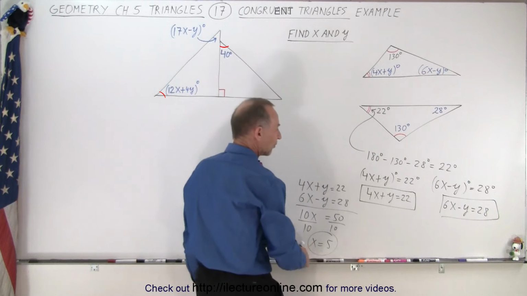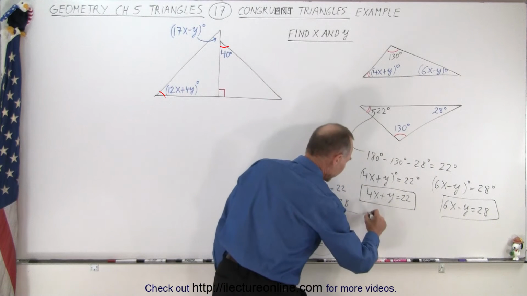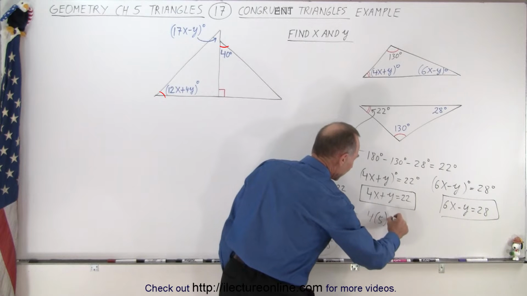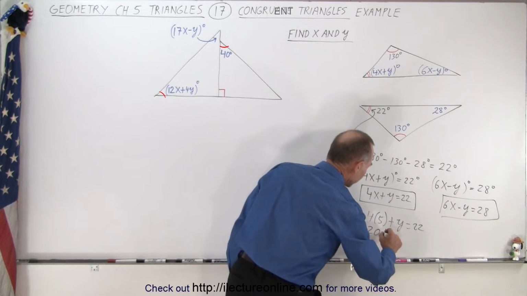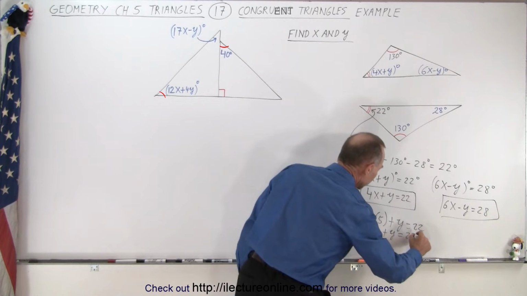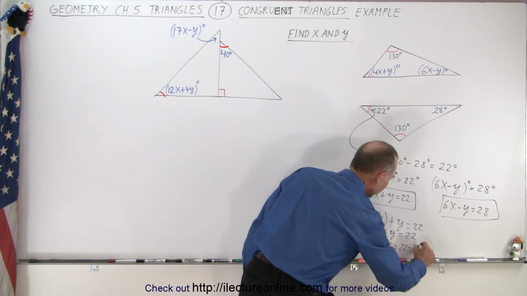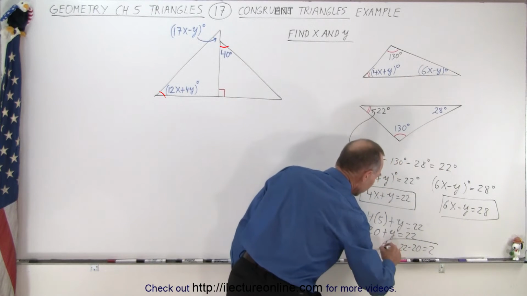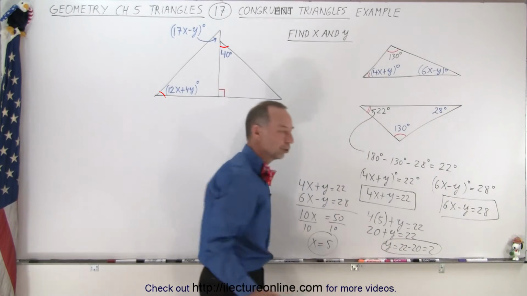And so if x equals 5, I can plug that in here or in here, it doesn't matter. I can take this equation, so 4 times 5 plus y equals 22, or 20 plus y equals 22, or y equals 22 minus 20, which is equal to 2. So there's my other value, x equals 5 and y equals 2.